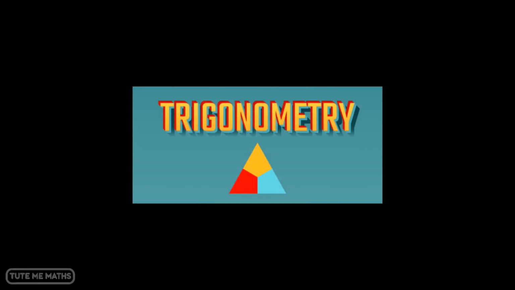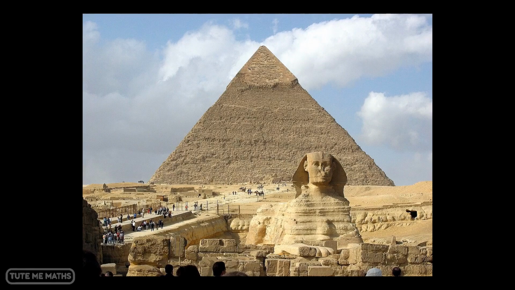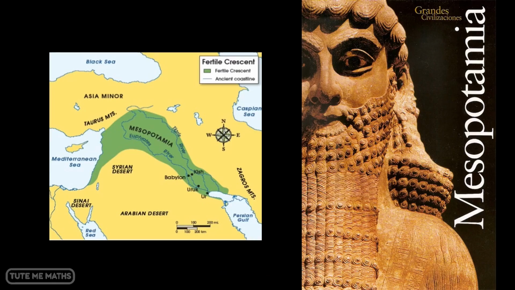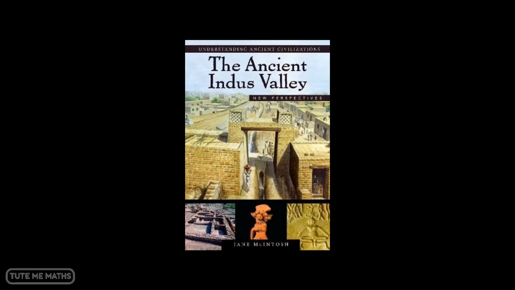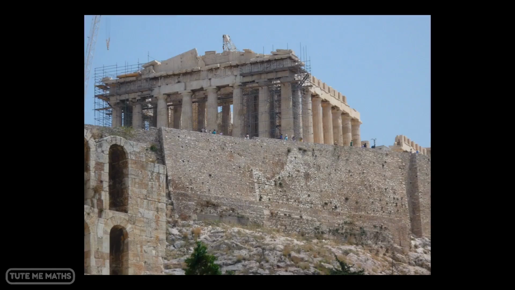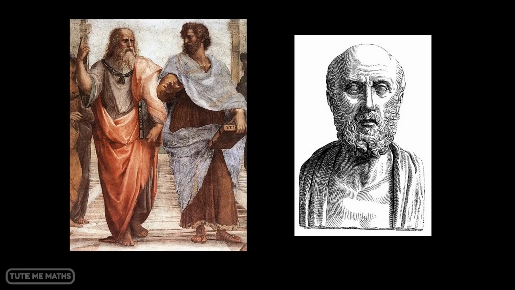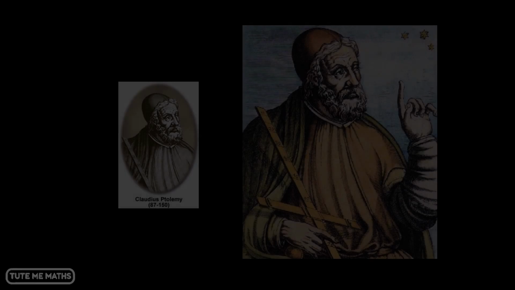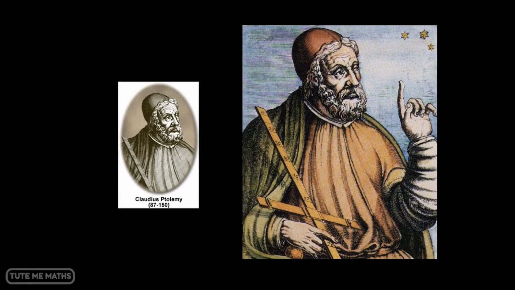Although trigonometry can reportedly be traced back to ancient Egypt, Mesopotamia, and the Indus Valley of ancient India, more than 4,000 years ago, the first recorded use was by the Greek mathematician Hipparchus around 2,000 years ago, and it was developed further by the Egyptian mathematician Ptolemy around 250 years later.